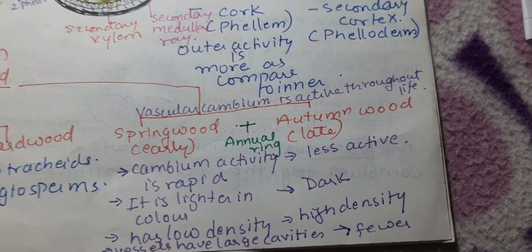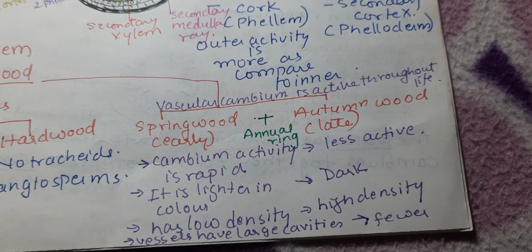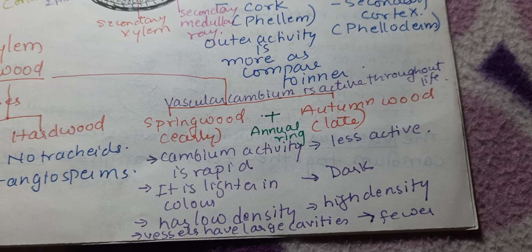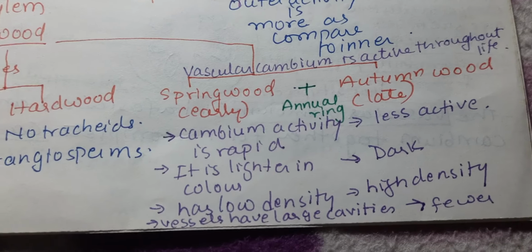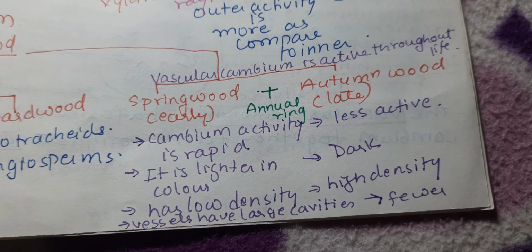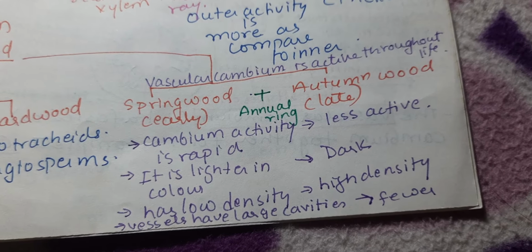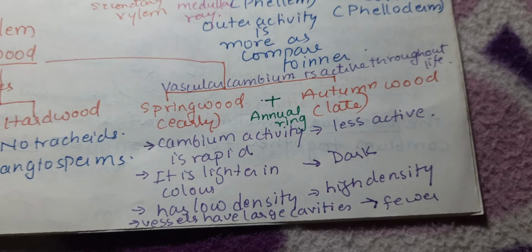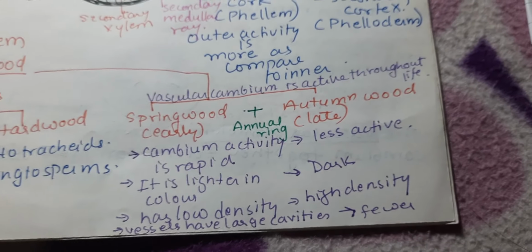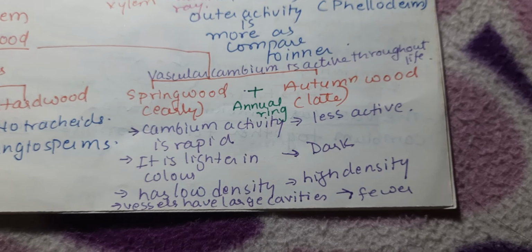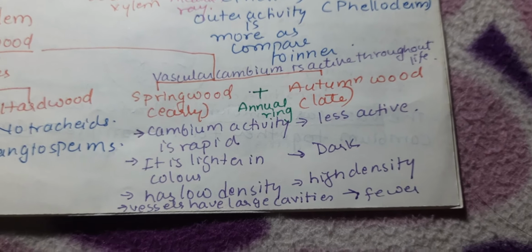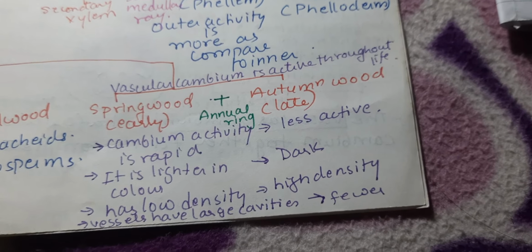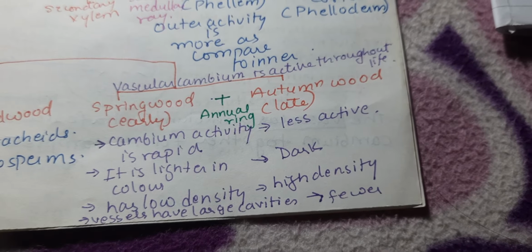Now, depending on the vascular cambium activity, it is also known as spring wood and autumn wood. Spring wood is called early wood because it forms early, and autumn wood is called late wood. Together they form one annual ring. In spring wood, the cambium activity is rapid, so it is lighter in color and has low density, and the vessels in the wood have large cavities. If you compare it with autumn wood, the cambium activity is less, not very active, and it is darker in color because it forms slowly. It has high density, and the vessels are fewer in number.